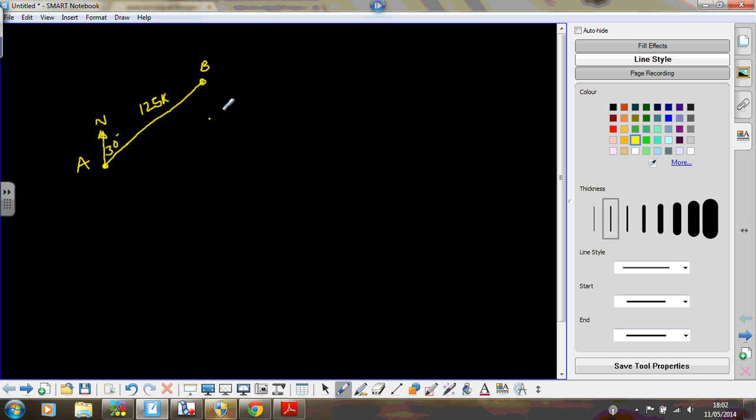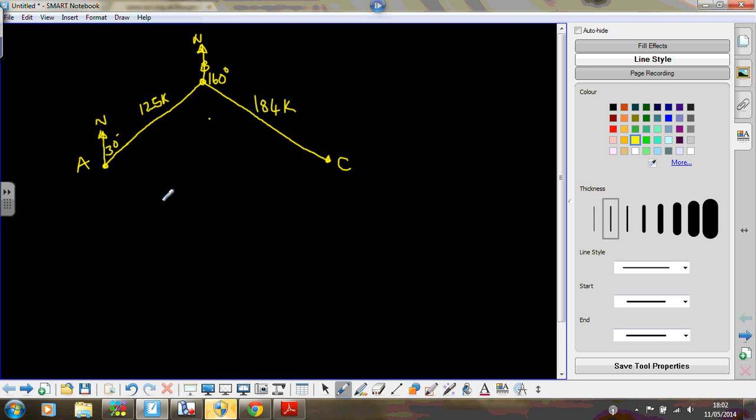We're then told that the plane flies from B to C on a bearing of 160 degrees. Now again, your north line is going to go up, perpendicular from B, and your angle is going to be 160 degrees. That's not quite 180, so C is going to be over here somewhere, and that angle is in here, 160. This doesn't have to be accurate, you don't need to measure it, it just needs to be a rough drawing. And you've got C here, and that is 184 kilometres away from B.